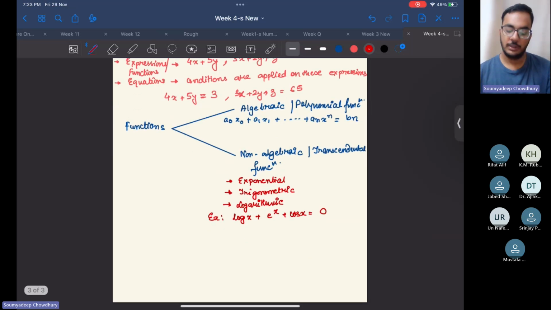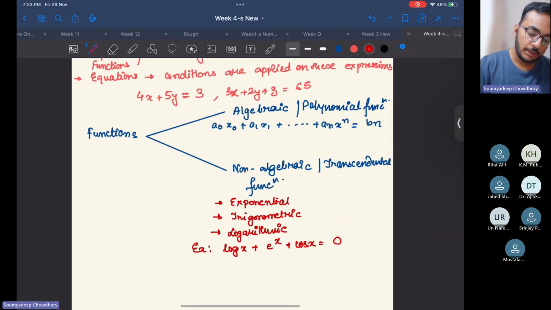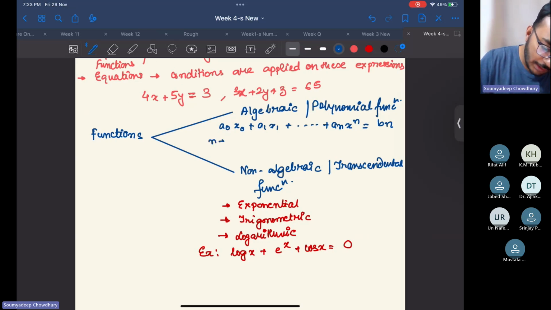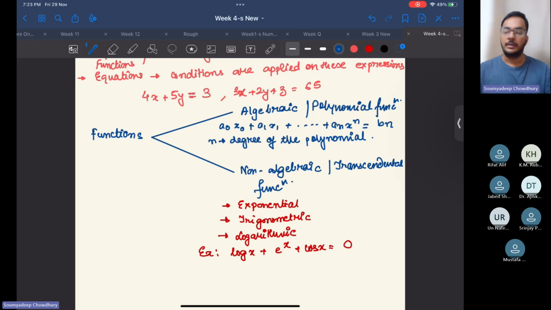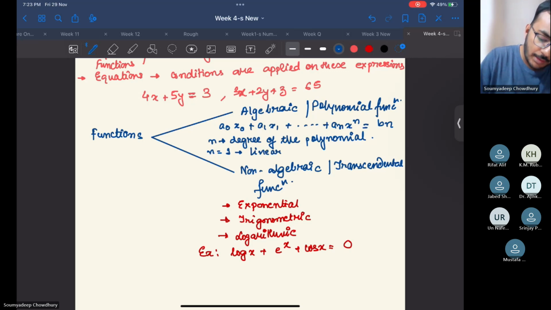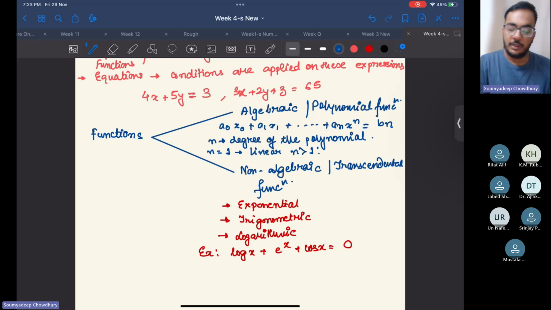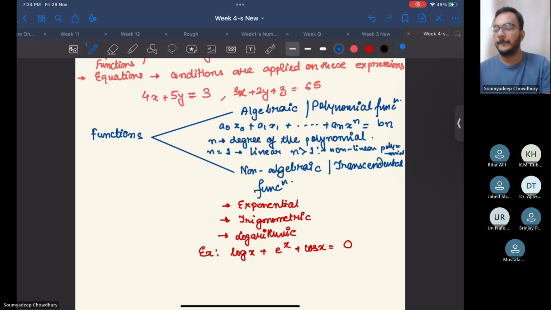Before we move into the details of these methods, n here is known as the degree of the polynomial, right? So if n equals 1, it is a linear polynomial, and if the degree of the polynomial is greater than 1, it is called a non-linear polynomial. Okay.